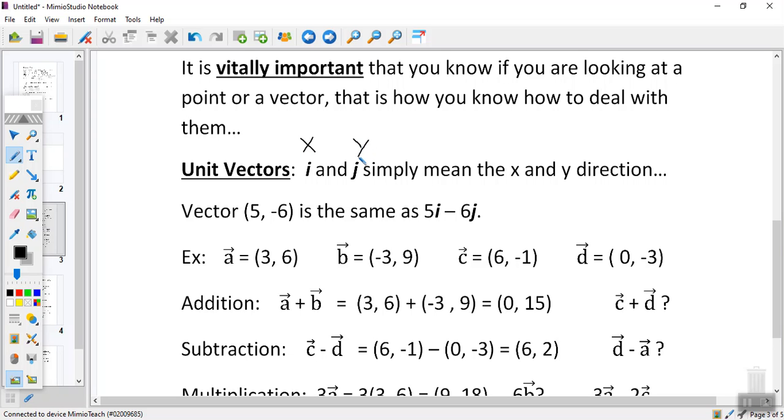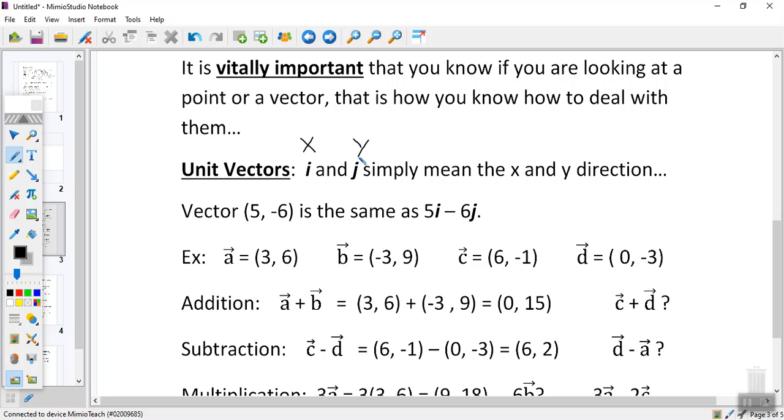So kids, we talk about the vector 5, negative 6 is the same as 5i minus 6j. If I was drawing this vector from 0, 0 to 5 comma negative 6, we could write this as 5i, like going right 5, and then minus 6j, or down 6.